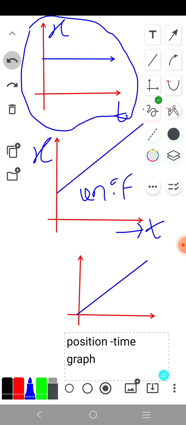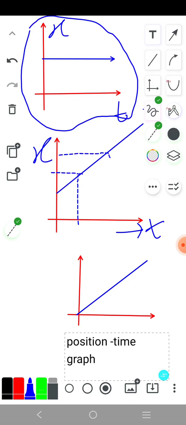Uniform motion. Now, what is the meaning of uniform motion? Uniform motion means the object is traveling equal distance in equal interval of time. Equal distance, equal interval of time.